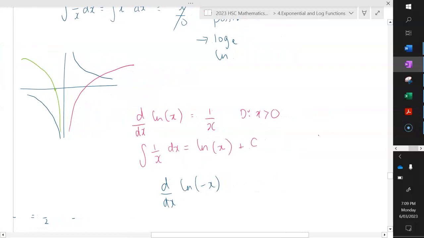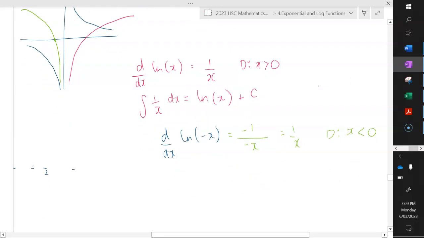So what is the derivative of log of negative x? Same way as we did above, it's the derivative of minus 1 on our function, which is 1 over x, and that occurs for x less than 0. So we've got this funny thing happening: the derivative of log of x is 1 over x, and the derivative of log of minus x is also 1 over x. So I can make an integral from that as well. Going backwards, the integral of 1 over x is equal to log of minus x plus c.